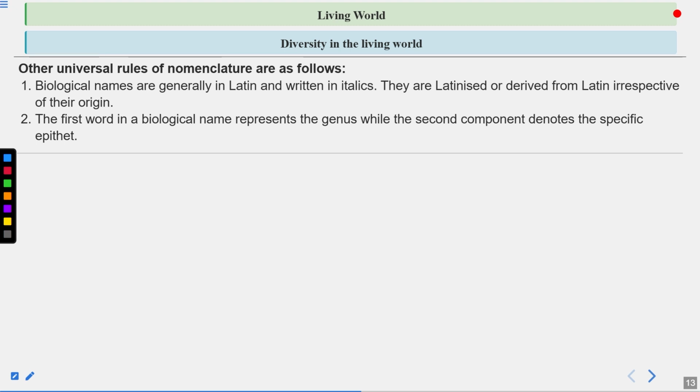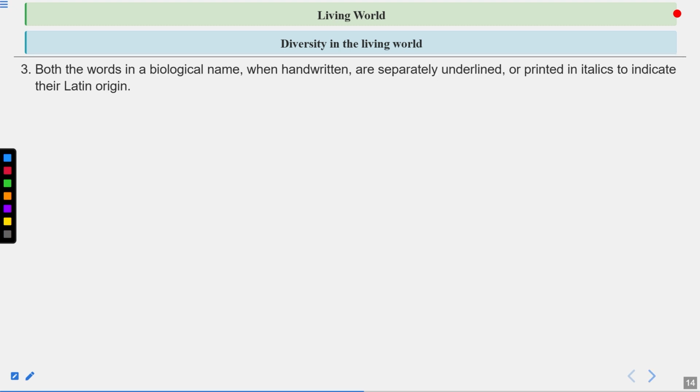Second one, the first word in a biological name represents the genus, while the second component denotes the specific epithet. Now, both the words in a biological name, when handwritten, are separately underlined, or printed in italics to indicate their Latin origin. So whenever you are writing a scientific name, you have to underline the genus and the species separately. And if you are printing it, then they should be italicized.